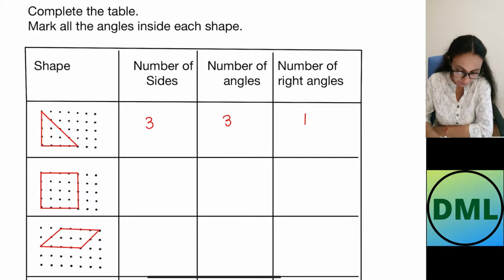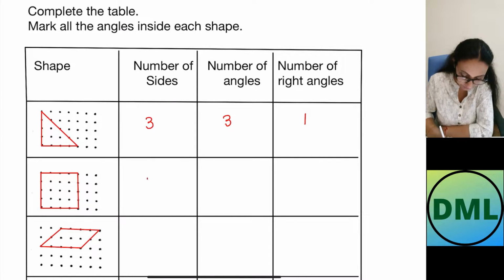Let's see our next shape here. This is our shape. I need to calculate the number of sides. How many sides? 4, right? 1, 2, 3 and 4 sides. Let's write down the value here.